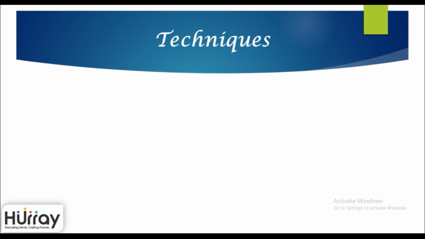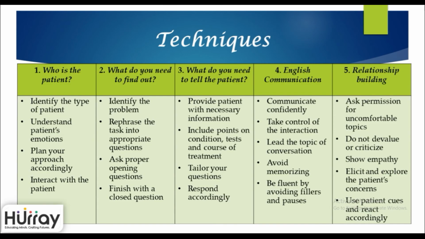Now here are some techniques. So, first and foremost, you need to understand who the patient is. For this, identify the type of patient, understand the patient's emotions, plan your approach accordingly. Next, interact with the patient. The second thing you need to do is to find out what exactly the problem is. So what do you need to find out? One, the problem. Next, look at your task and rephrase the points into appropriate questions.